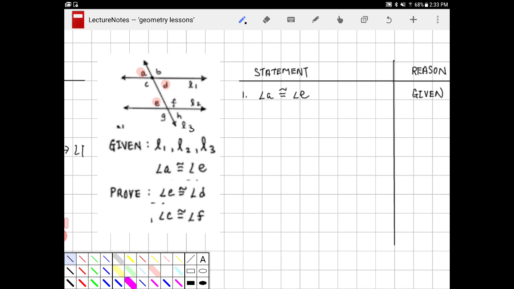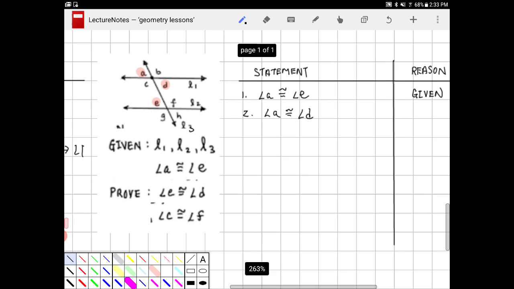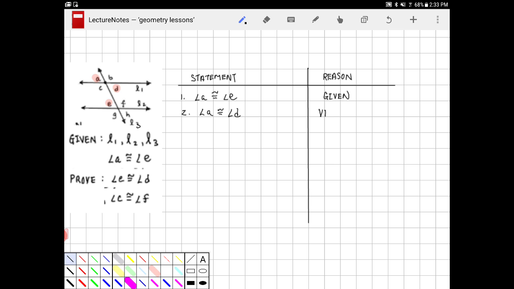So, wait a minute. We know that angle A is congruent to angle D because the vertical angles are congruent. And if A is congruent to E and A is congruent to D, we can then logically conclude that angle E is congruent to angle D because of substitution. Simple enough. This is substituting line 2 into line 3.